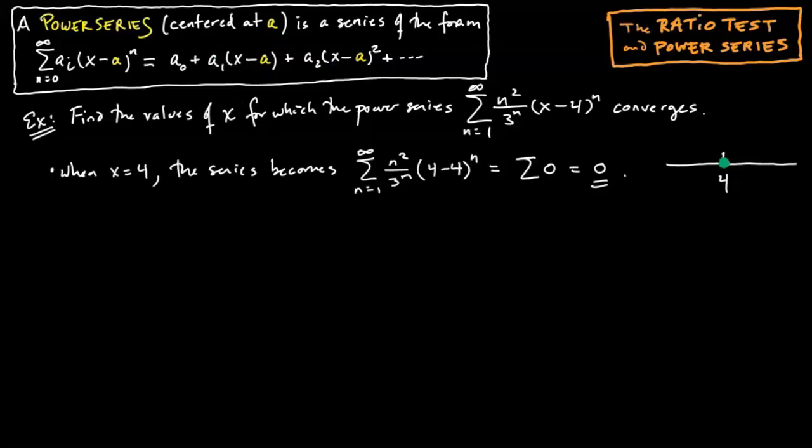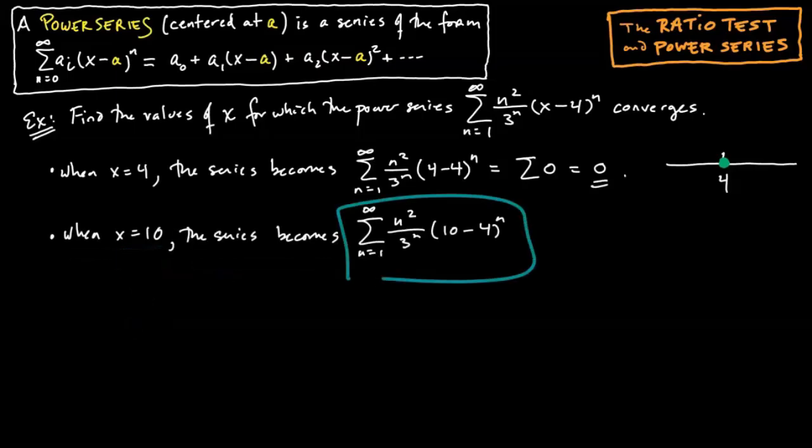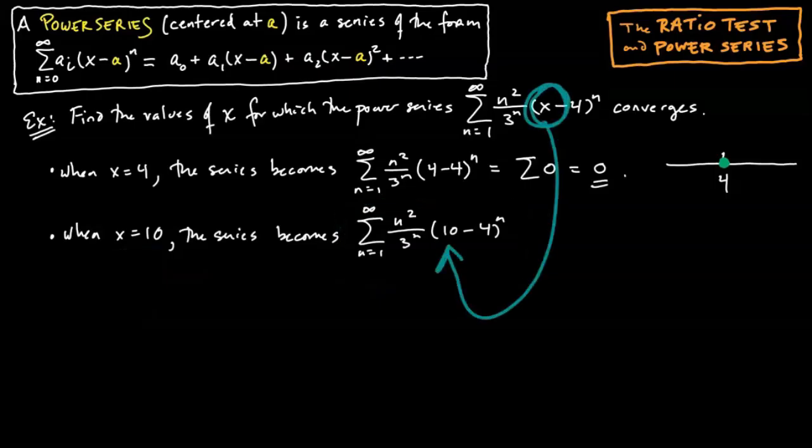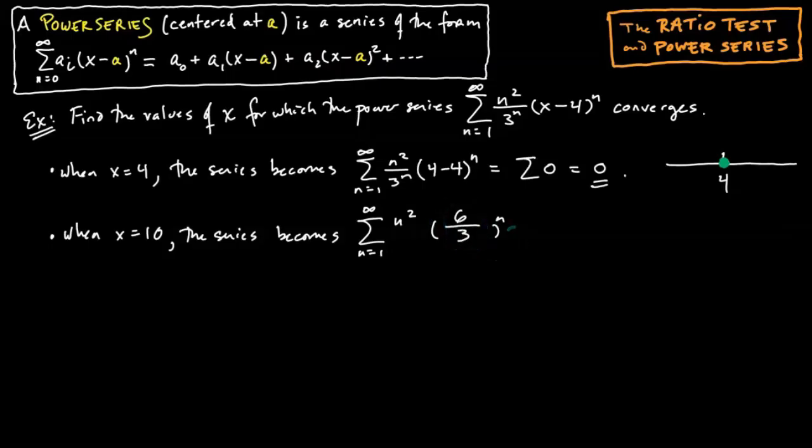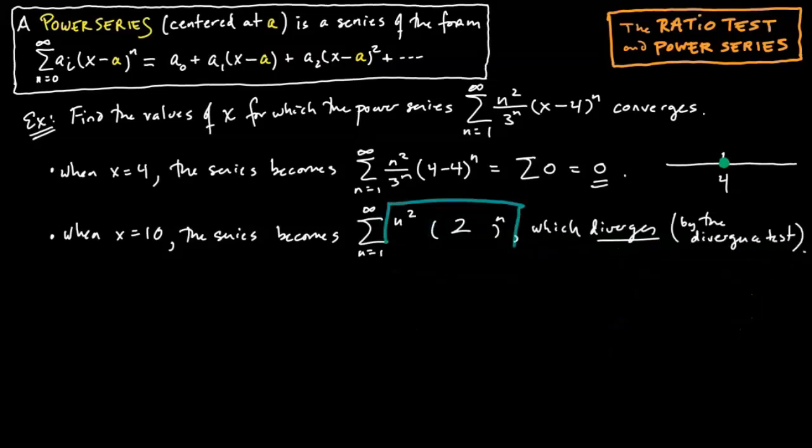But anyway, let's just continue messing around and let's try one other point. When x is 10, this series becomes all of this stuff. At the place where we had an x before, we're just substituting a 10. But what happens? This 10 minus 4, of course, is 6. And then I have 6 to the n over 3 to the n, which I could rewrite as the quantity 6 over 3 to the n. So that's 2 to the n. And look at my series now. The general term is n squared times 2 to the n. Well, that series obviously diverges by the divergence test. If we take the limit of the general term, it just goes to infinity. It definitely does not vanish. So that means on my number line here, if I were to go out to 10, I would put a little red dot there.